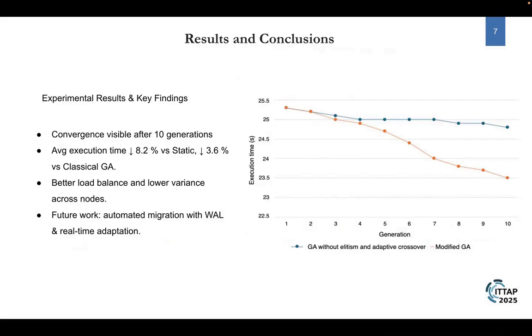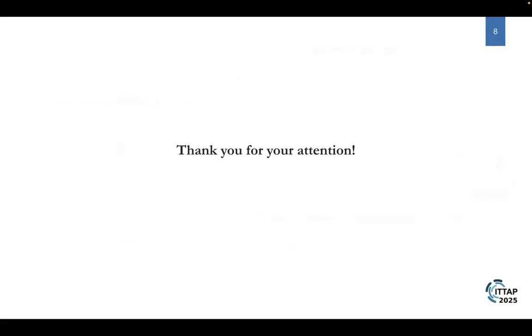On average, our method reduced query execution time by 8.2% compared to static allocation and by 3.6% compared to the classical GA. Additionally, it achieved better load balance and lower variance across nodes, confirming the stability and efficiency of the approach. In the future, we plan to integrate real-time adaptive tuning of GA parameters and automate data migration within production systems. Thank you for your attention.